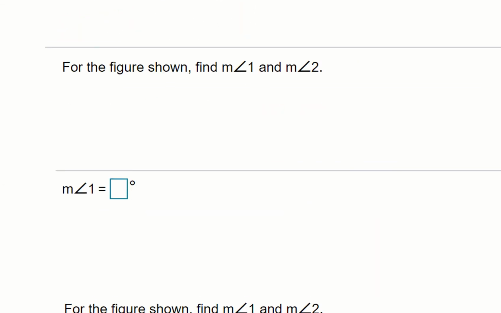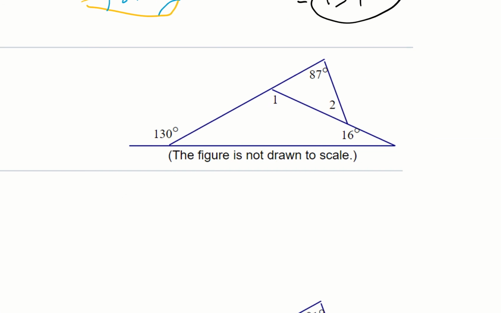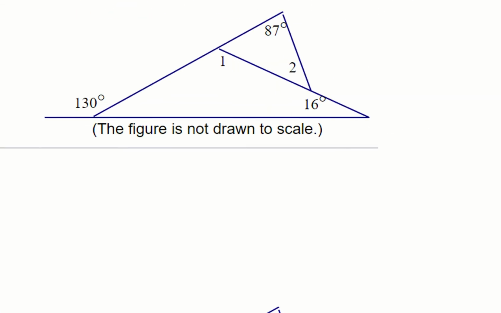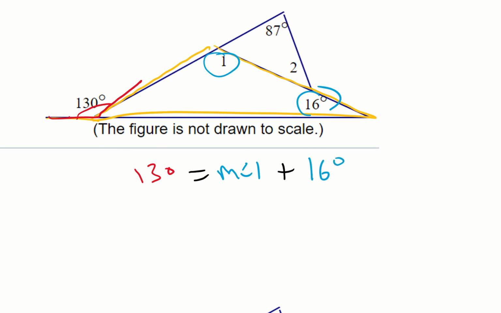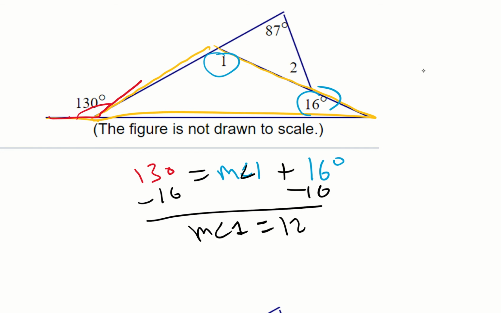All right. For the figures shown, find angle 1 and angle 2. Same deal. We're going to do the same kind of problem. So here we have, focusing on this triangle right here for a second, we know that that's an exterior angle, and these are my 2 remote interiors. So I know that 130 has to equal the measure of angle 1 plus 16 degrees. And then if I subtract 16 on both sides, I get angle 1. So the measure of angle 1 is 114.